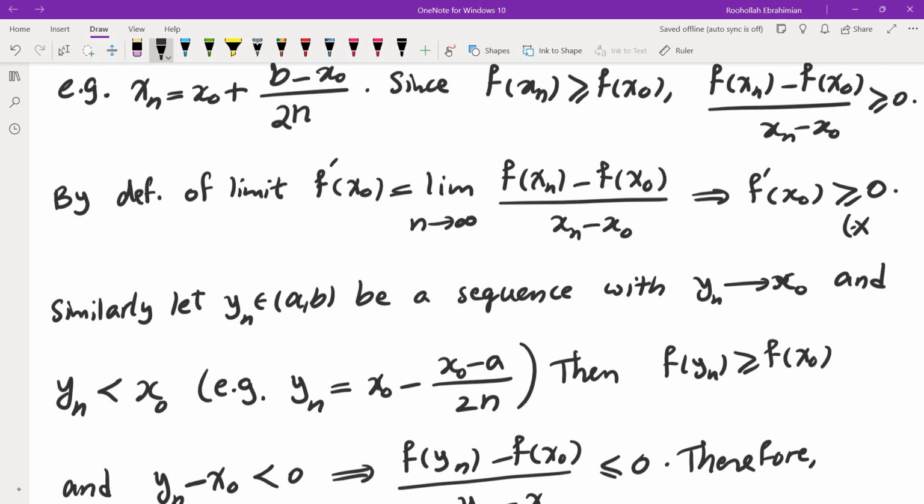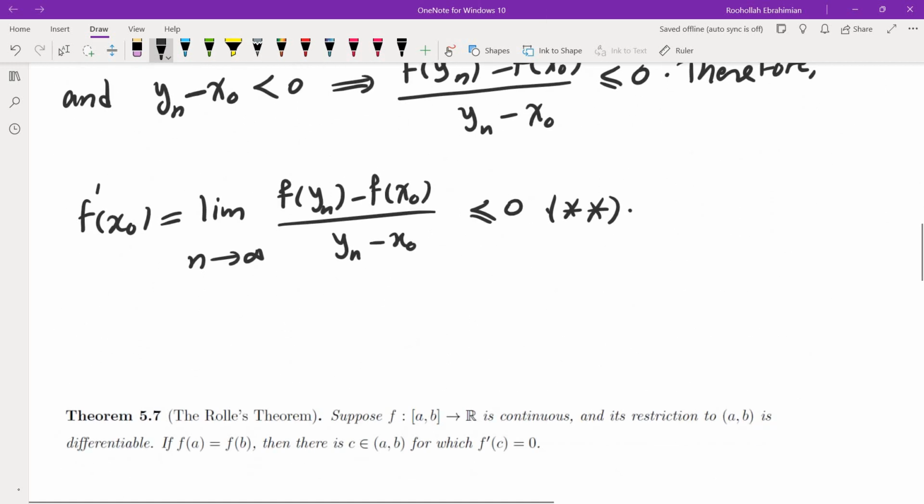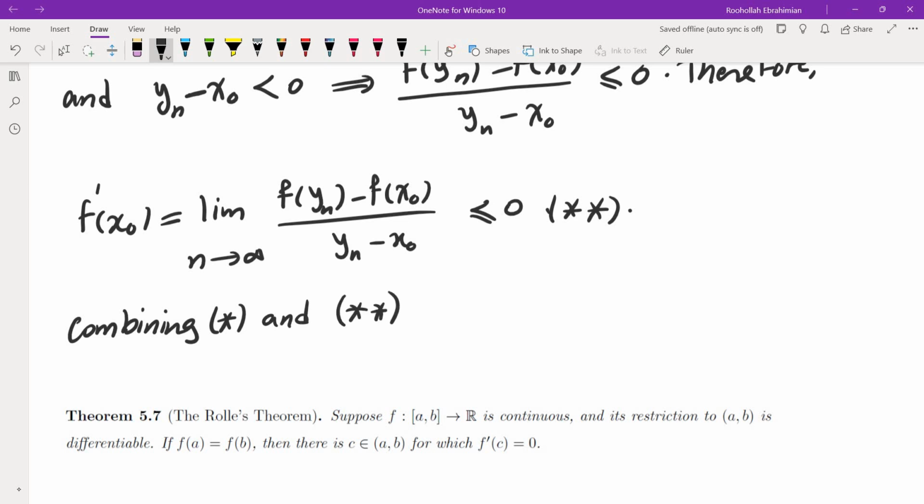So I'm going to call this one star, and I'm going to call this one double star. So combining these, we obtain that the derivative of f at x naught must be 0. So if you have a local minimum, the derivative must be 0 at that point, assuming that the function is differentiable.